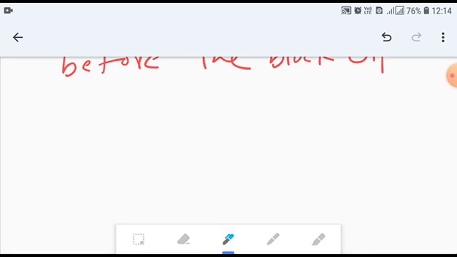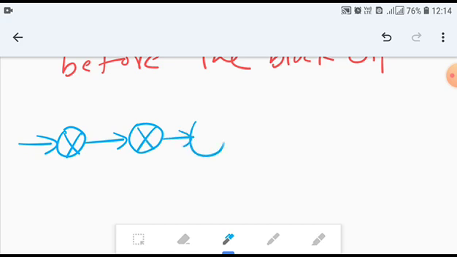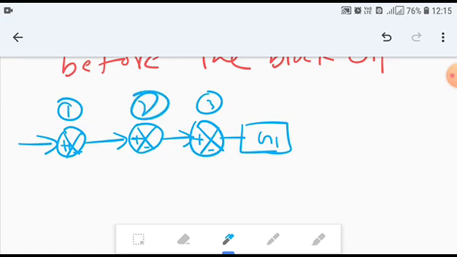There is a rule that whenever we move the summing point ahead of the block, we will be adding a new block of 1 by G1, right. So I will draw that block diagram. Plus minus it is, and here also we have plus minus, and here we have G1. You can see that summing point 3 is now shifted before the block G1. Earlier it was after G1, now it is before G1.